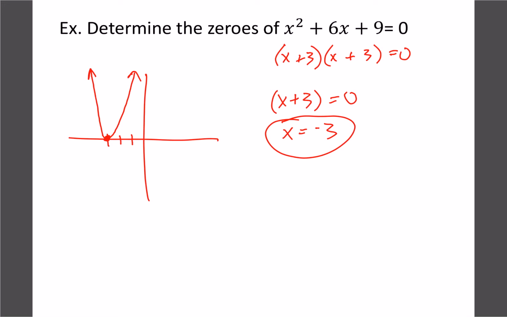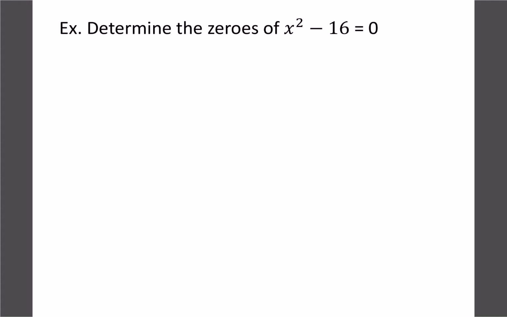Okay, so you could see it, because it's x plus 3, we could think of it as just being x plus 3 squared. So we actually get two factors, but they're both the same, which would only give us one solution. Here's one that's similar.